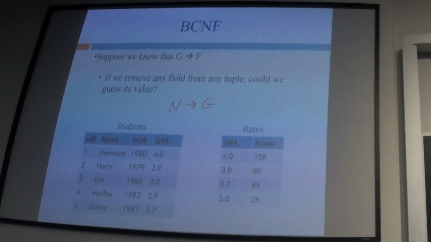So if that was a functional dependency, then we could take anyone's GPA and cross it out, and we could infer its value if we somehow knew somebody else named Harry had to have the same GPA 3.9. Yes, that would be violating Boyce-Codd normal form. So to fix that, we would have to decompose again.